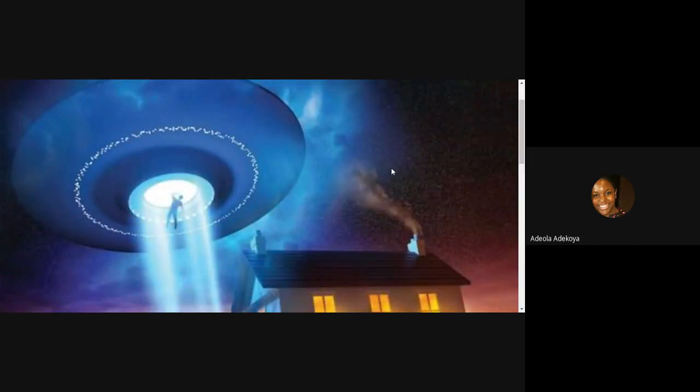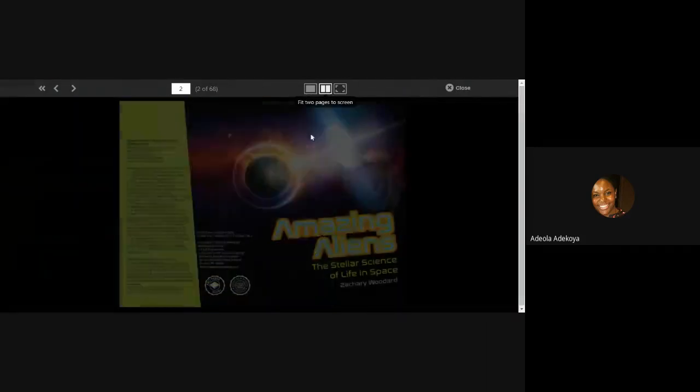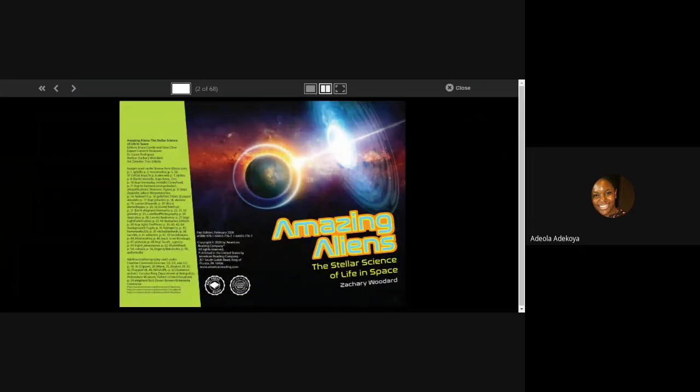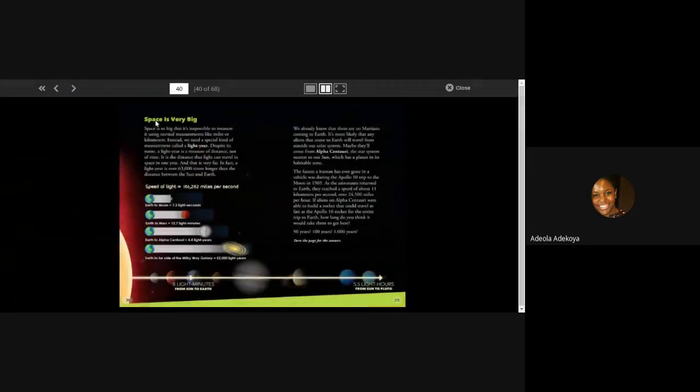All right, so it's Amazing Aliens. Now I'm going straight to page 40. All right, it says space is very big. So the heading here is space is very big. So I know that this is going to tell me about how big space is. I'm also using my text features here as well. I can see a bold word, light year. So I'm going to read about that and see what it says about light year.